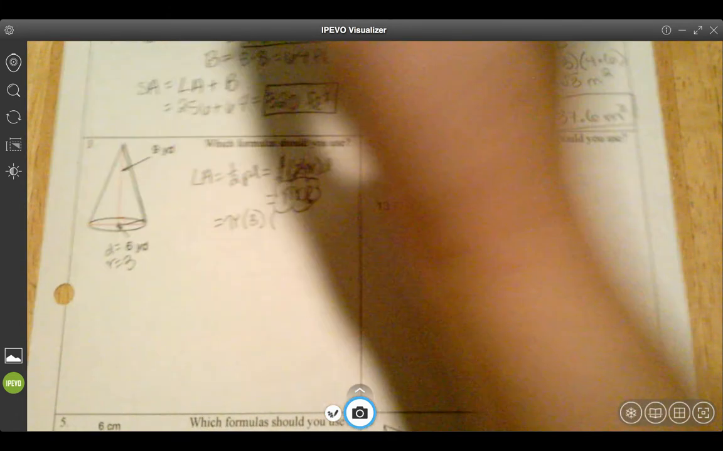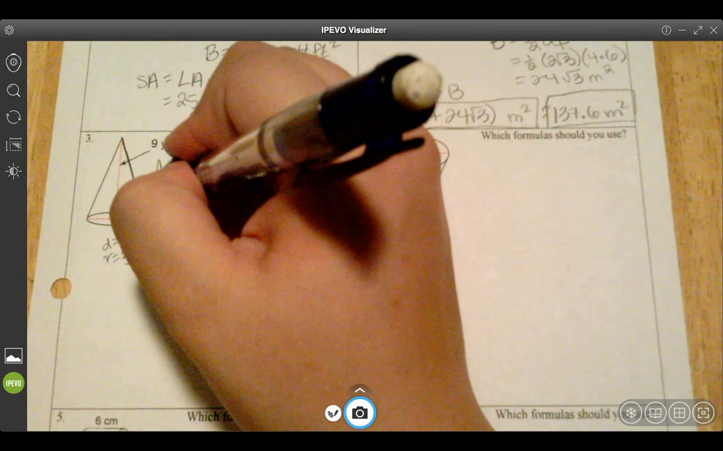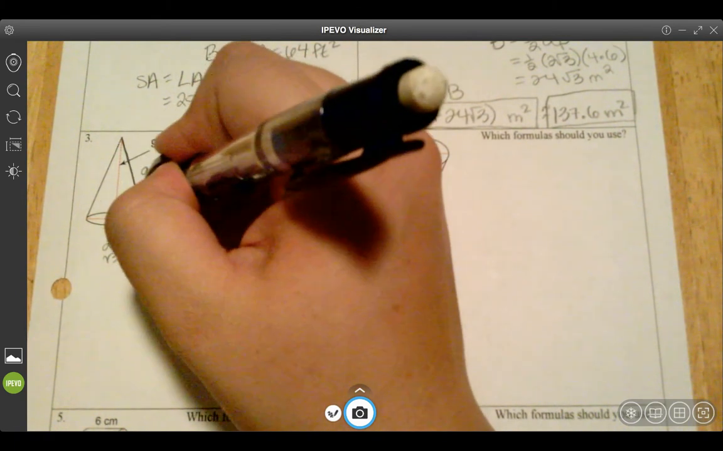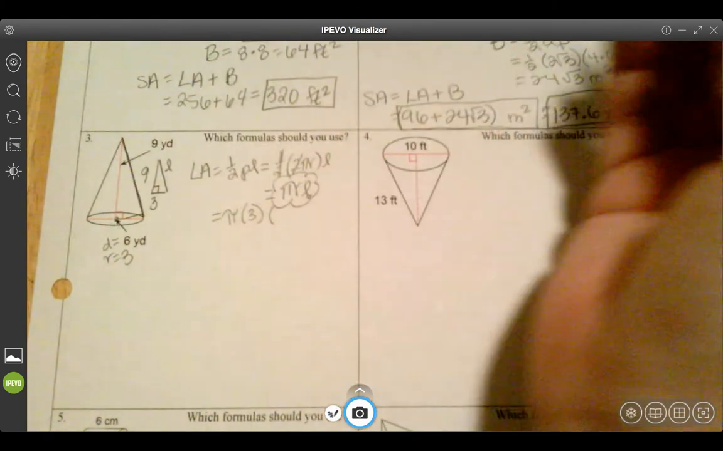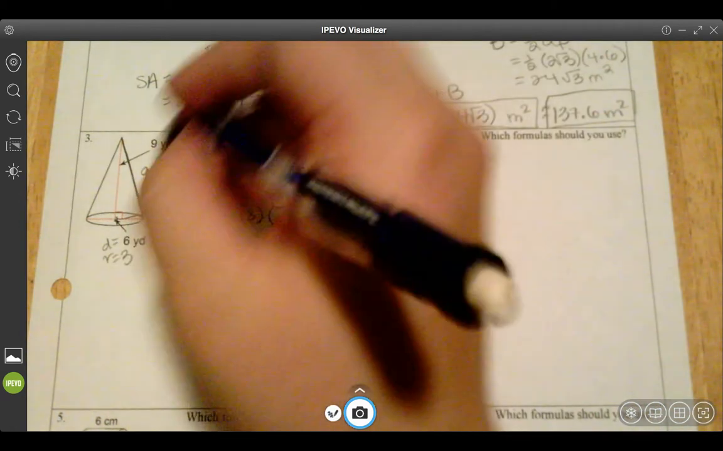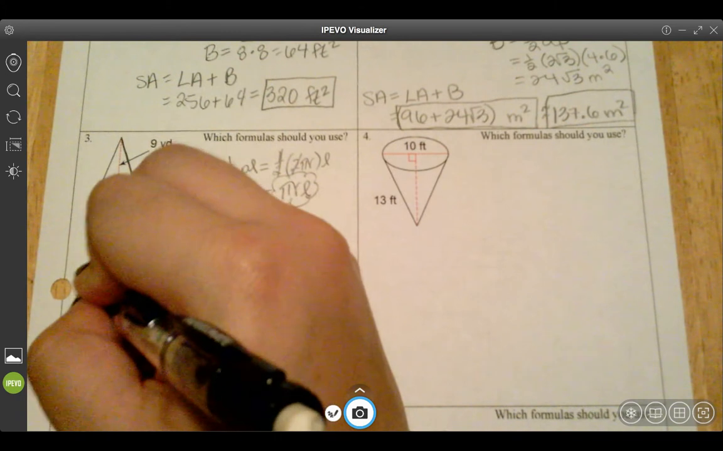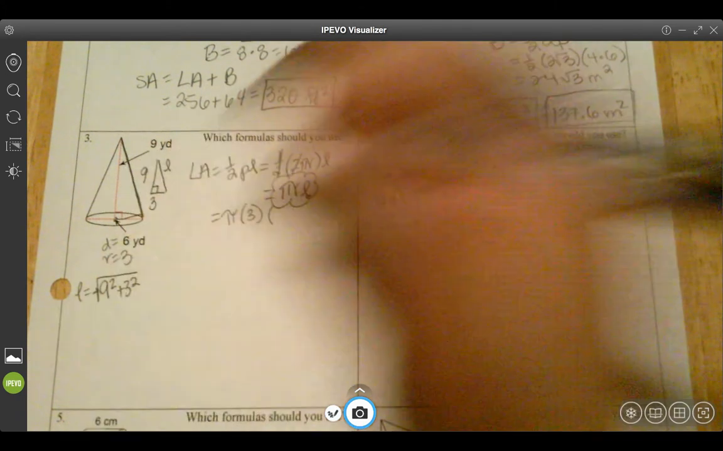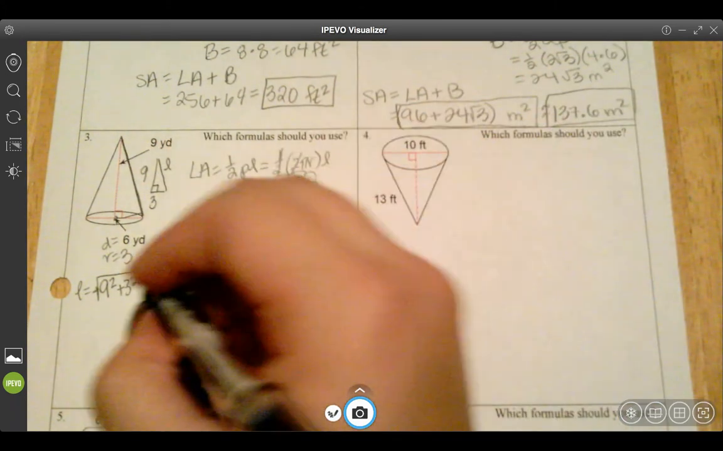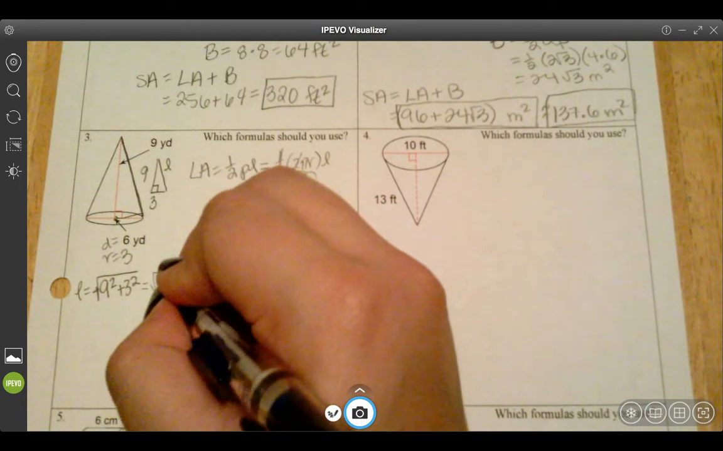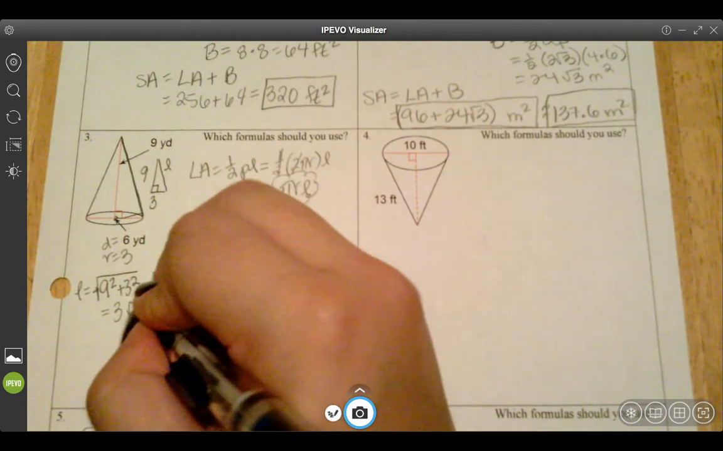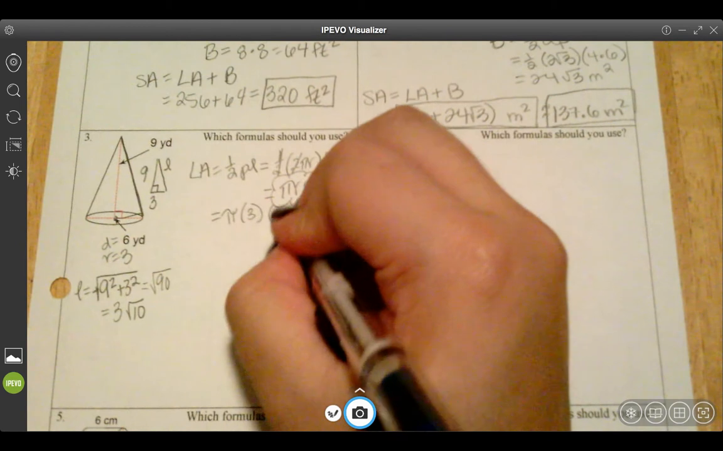So here we have a triangle, 9, 3. L is my hypotenuse. And so L equals the square root of 9 squared plus 3 squared. If we put that into the calculator, we get the square root of 90, which is 3 times the square root of 10.